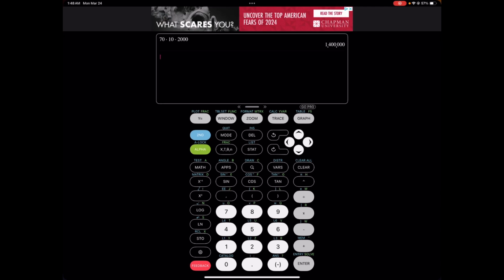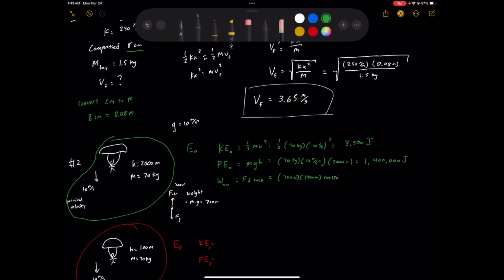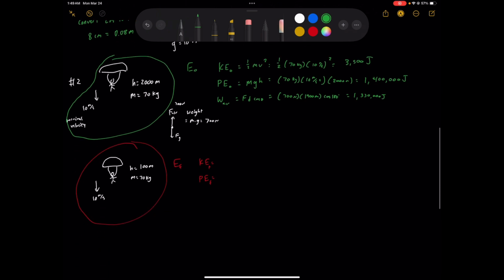Let's just calculate it. As a reminder, we know cosine 180 is equal to -1. And then I'll multiply that by the force of air resistance, which is 700, and it displaces 1,900 meters downward. So I got 1.33 million. All right, so I have 1.33 million joules.